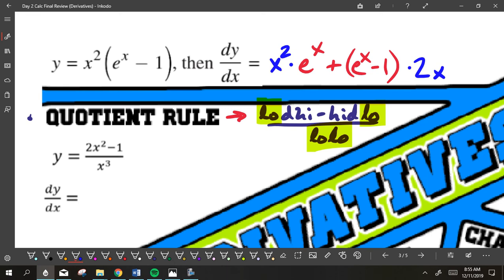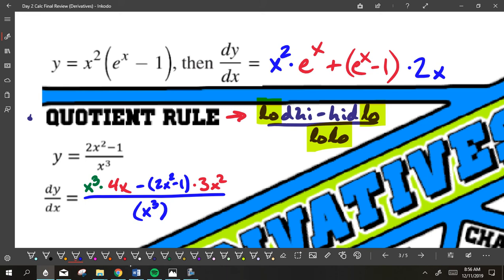On the bottom, we are doing quotient rule. Kate, talk me through quotient rule down here. Low, D high, and then 2x squared minus 1 times 3x squared. Wonderful. x cubed squared, or x to the sixth. Perfect. That is our quotient rule. Questions with quotient rule?